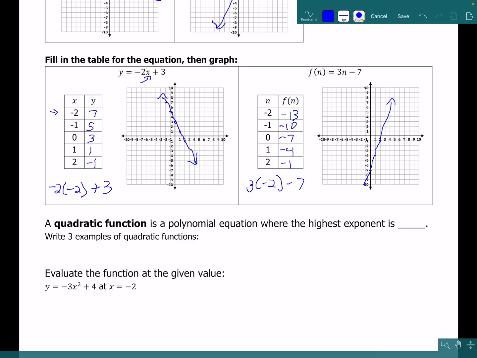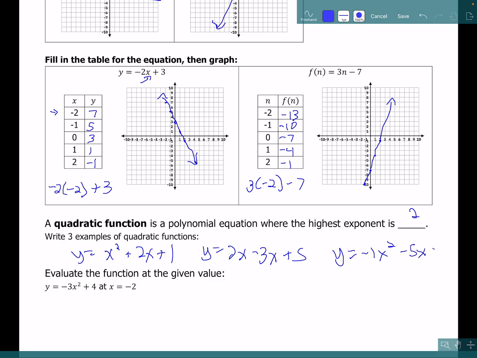Now, a quadratic function is a polynomial equation where the highest exponent is 2. For instance, x squared plus 2x plus 1, 2x squared minus 3x plus 5, negative 1x squared minus 5x minus 4. Those are all different polynomials, or quadratic functions rather, and each of them have an x squared term in them.